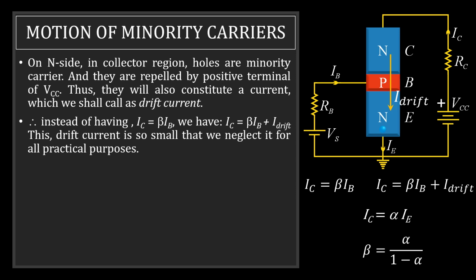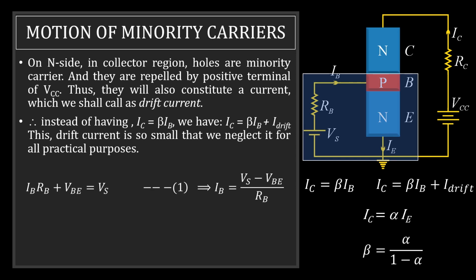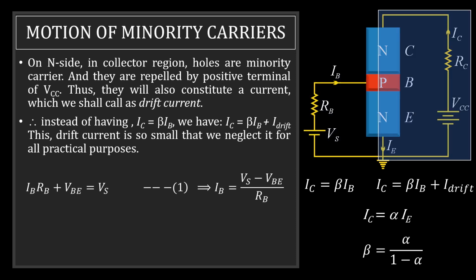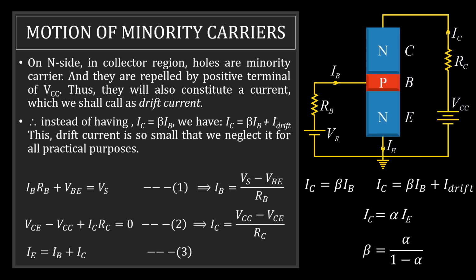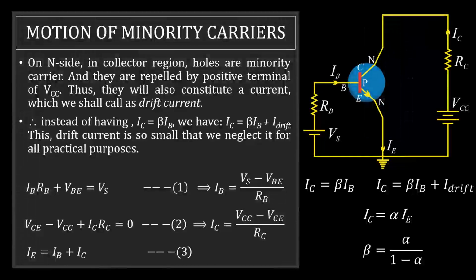Now we shall write the loop rule for this transistor. We can see here IBRB plus VBE minus VS equals 0. VCE minus VCC plus ICRC equals 0. That is the second equation. And of course, the third one we saw in the last slide, IE equals IB plus IC. We can replace the transistor with its symbolic representation, which is this. Now, the transistor works in 3 modes: the cutoff mode, the saturation mode, and the active mode.